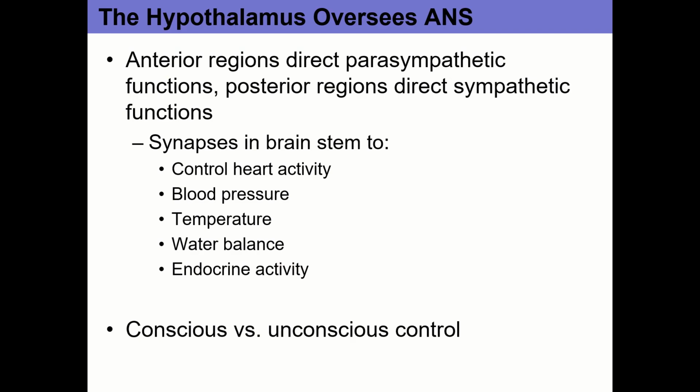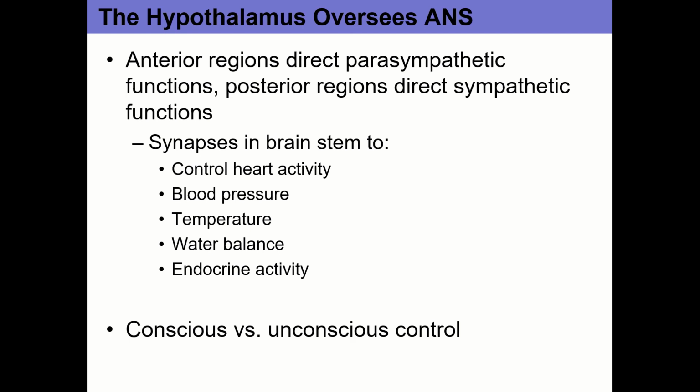All right, now we're on to the last thing. So as mentioned, way back in chapter 12, the hypothalamus, which is below the thalamus, is going to supervise or oversee the autonomic nervous system. So as you can see there, the anterior regions direct the parasympathetic functions. They're going to direct rest and digest. The posterior regions of the hypothalamus are going to direct sympathetic functions.